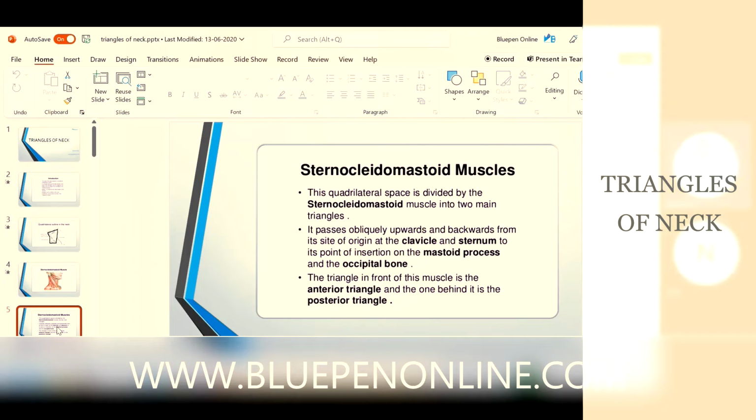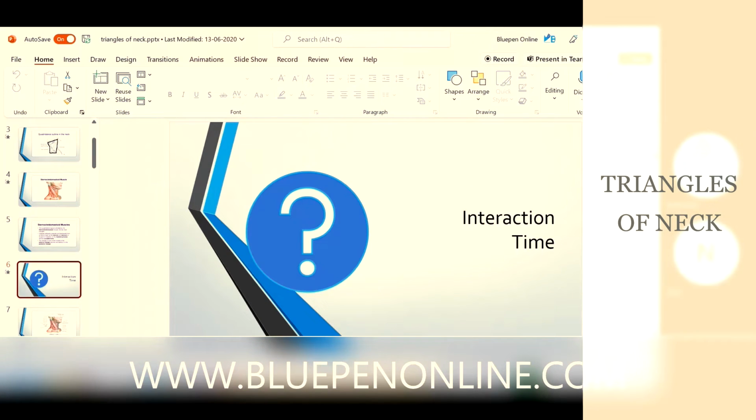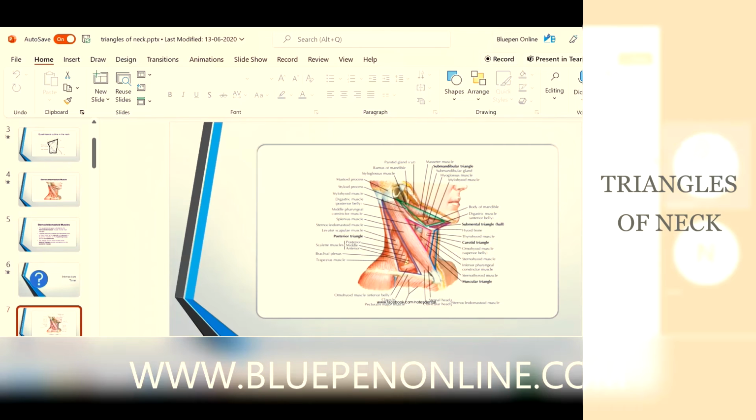Yes, ma'am. So the triangle in front of the sternocleidomastoid muscle is the anterior triangle, and the triangle behind the muscle is the posterior triangle. Clear? Yes, ma'am. So these are the anterior and posterior. See the sternocleidomastoid muscle. In front of the muscle is the anterior triangle, and back of the muscle is the posterior triangle. Hope you understood thoroughly.